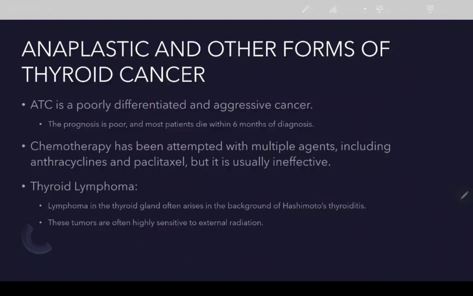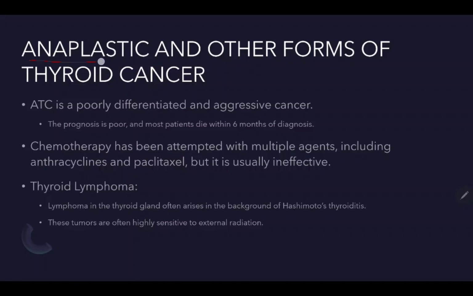In the anaplastic, this is the worst prognosis of all the thyroid cancers. From its name, anaplastic means it's not differentiated to any type of cells. Chemotherapy can help here, but it's not very effective in this condition. Unfortunately, their survival is about 6 months at least.